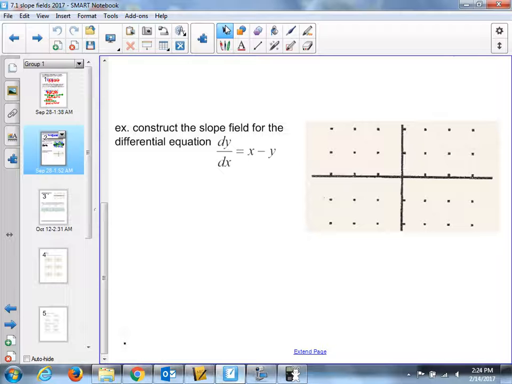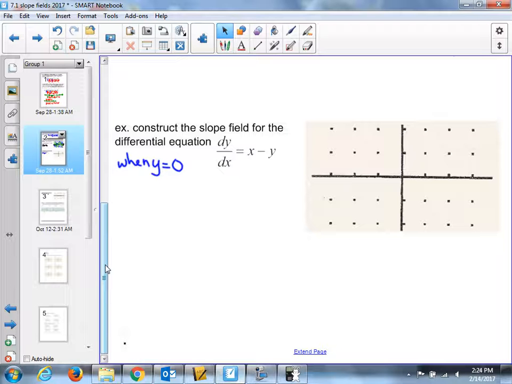Now, I would suggest you do a few of these in chart form. Let's try when y equals 0. Use easy numbers. Now, why did I choose 0? 0 is going to be easy.